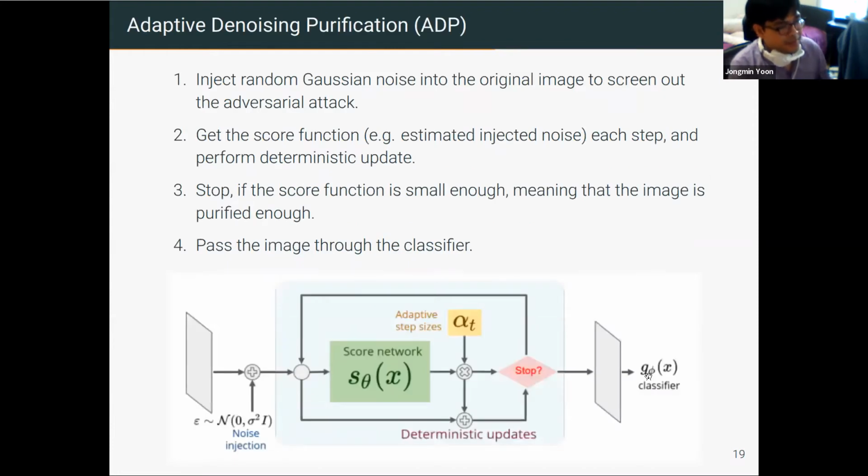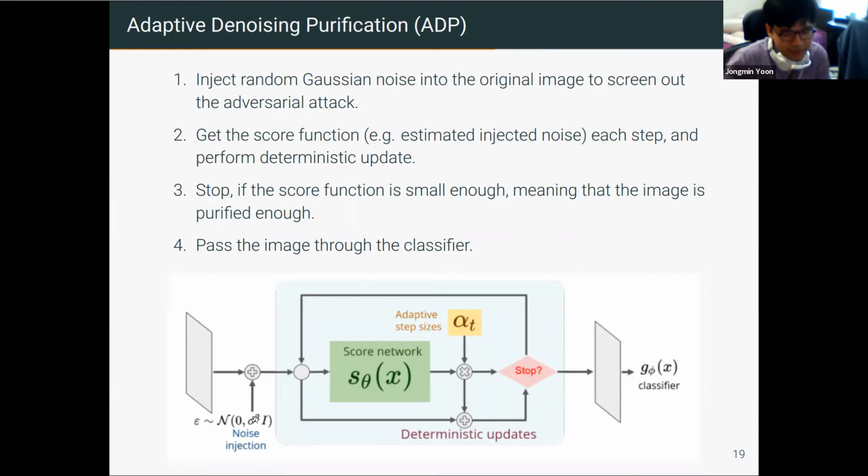Then from this insight, our algorithm starts by injecting some random Gaussian noise into the original image to screen out the adversary attack. Here, on the left side is the attacked image, and we inject noise of level sigma. We use sigma equals 0.25 on the CIFAR-10 data, which is commonly used as the maximal pairwise distance between the training or validation data. And we get the score function, which is the estimated injected noise at every step, and perform a deterministic update.